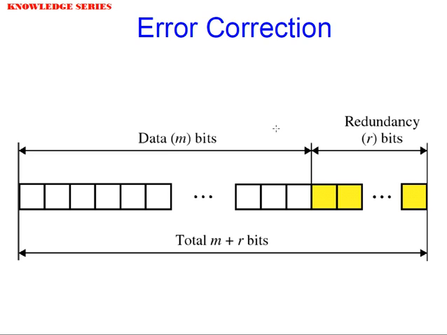Based on this, we are going to study another very important error correction method, which is very important from the university perspective. That is the Hamming code.